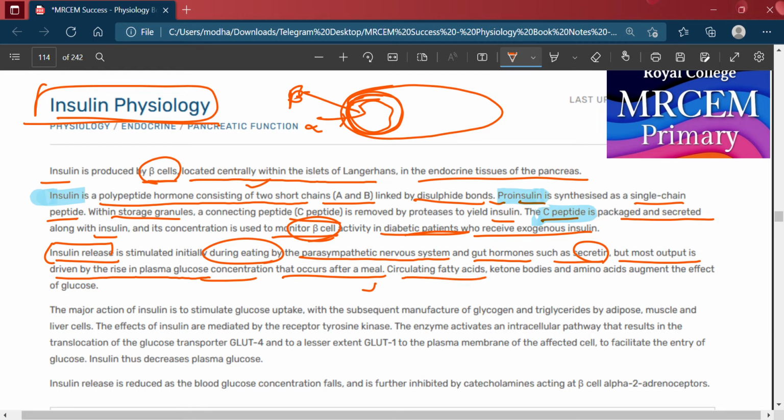Circulating fatty acids, ketone bodies, and amino acids also augment the effect of the glucose. The major action of insulin is to stimulate glucose uptake. To use the glucose, it is stimulated by the insulin.